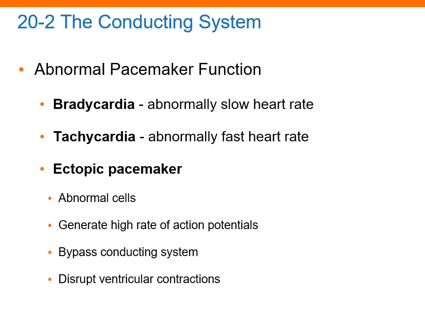Ectopic pacemaker is what I kind of alluded to already, where a portion of the heart can dominate the rhythm when it's really not supposed to. So that's abnormal cells that generate a high rate of action potentials. They work without the conducting system, and they disrupt ventricular contractions. In many cases, it could be in the ventricles, where you have a piece of muscle tissue that is firing on its own, and it's not supposed to be. It's supposed to wait for the signal from the AV node. If that happens, you can easily get ventricular fibrillation, or definitely some kind of real issue with moving the blood forward and having low cardiac output.